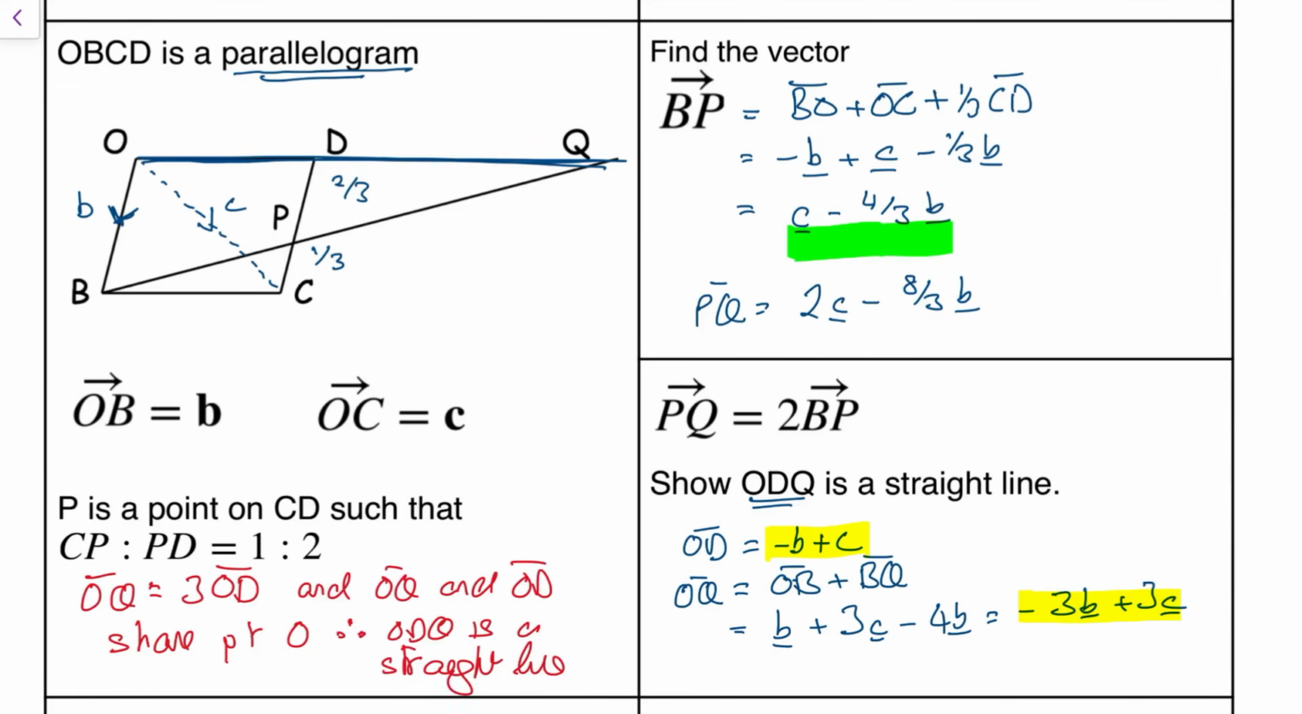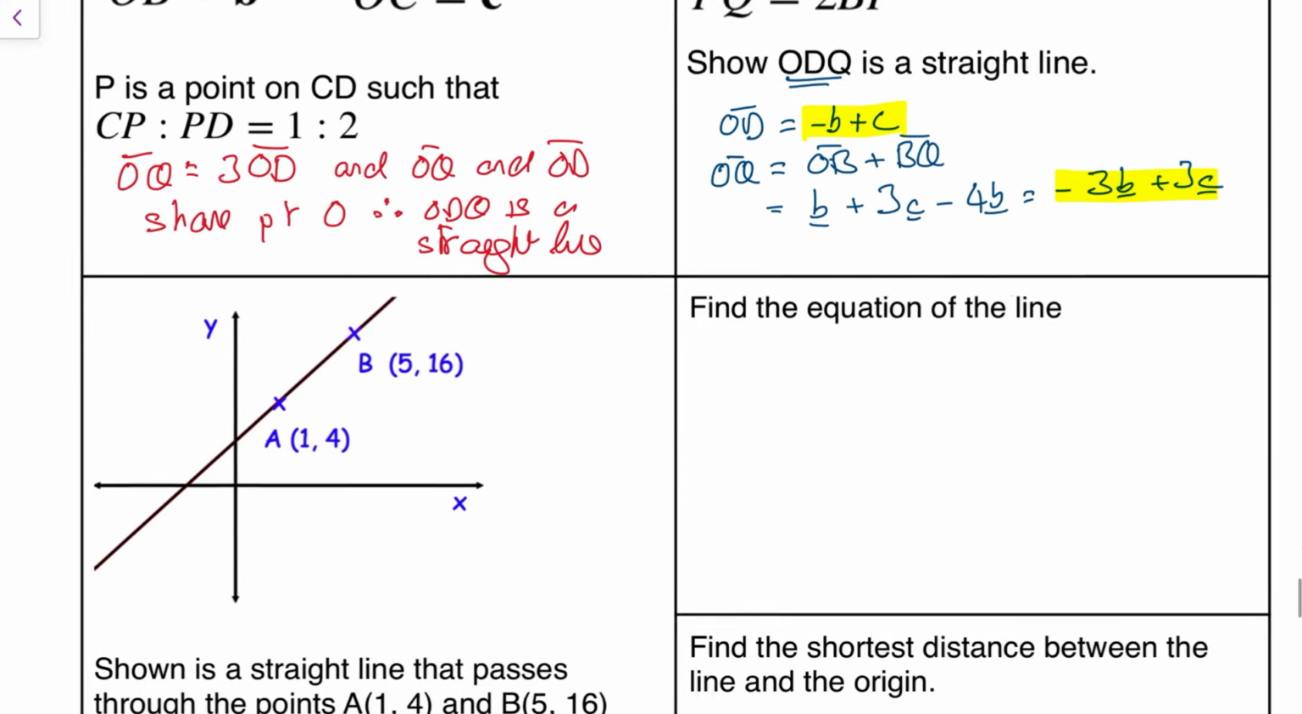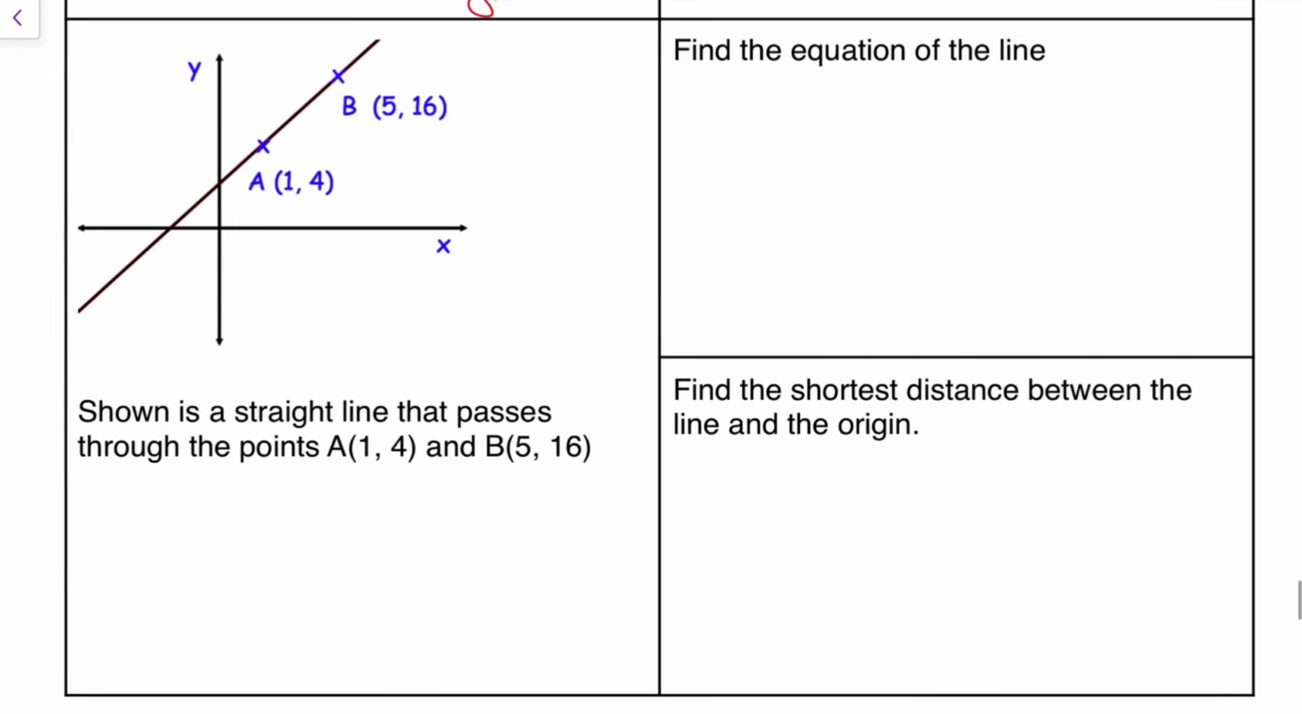So I need to have said 2 things. One, showing that one's a multiple of the other, and secondly, say clearly that they share a point. And that's it. Good question. Not too hard, but also not too easy. Good question. Next question. Looks like we have more coordinate geometry. Shown is a straight line that passes through, gives me 2 points. Find the equation of the line.